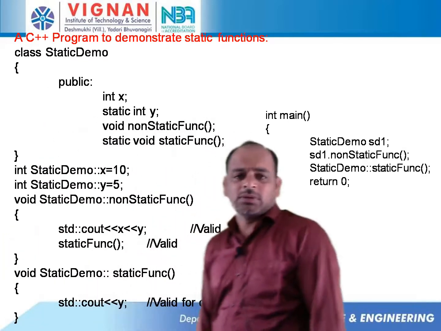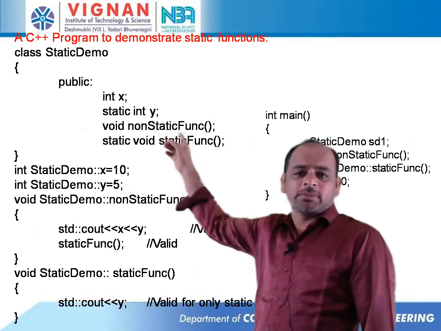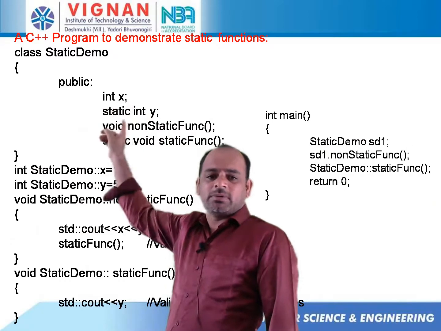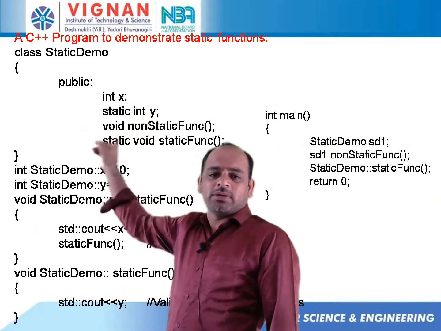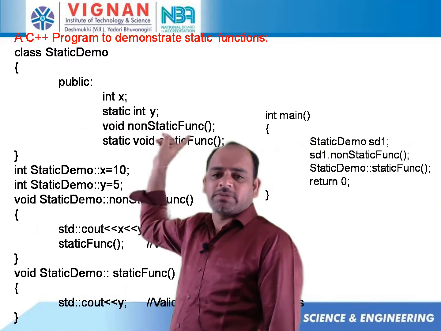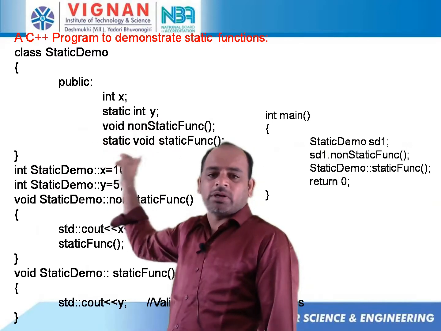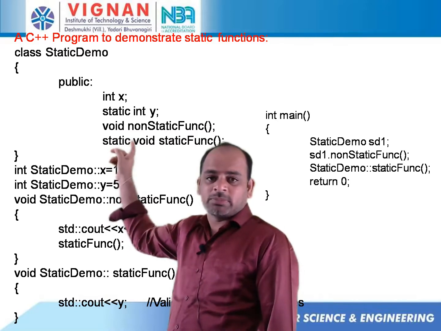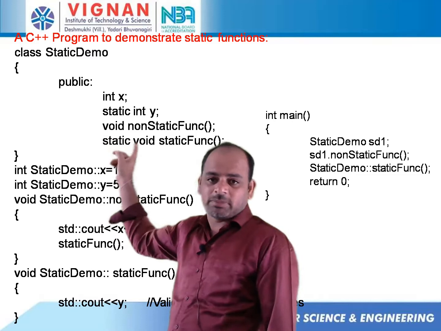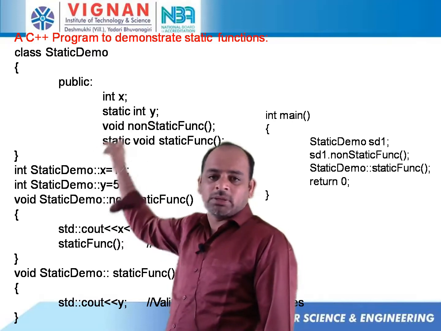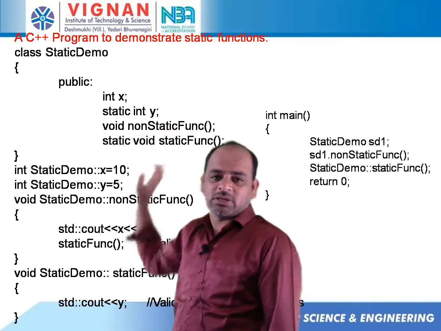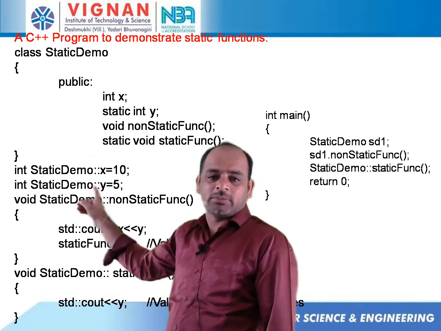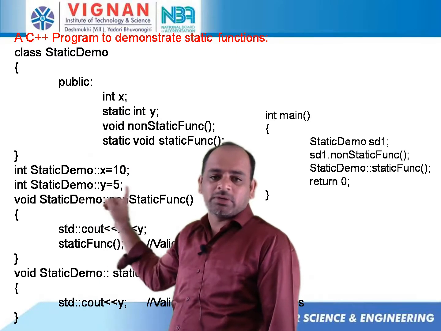You can see here a C++ program to demonstrate a static member function. In it, x is a non-static variable and y is a static variable, and this is a non-static member function, and this is the static void static function. So this is the static member function here. One static variable y and the static member function, right? These can be initialized: x equal to 10 and StaticDemo scope resolution operator y equal to 5.